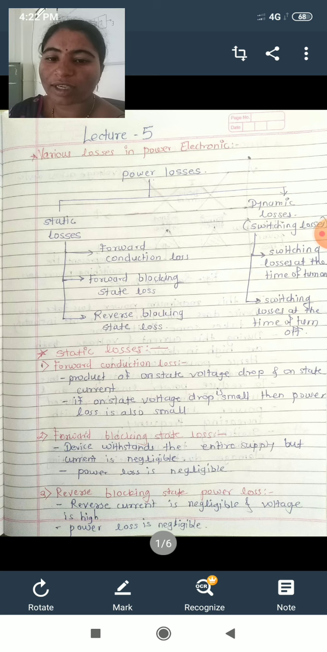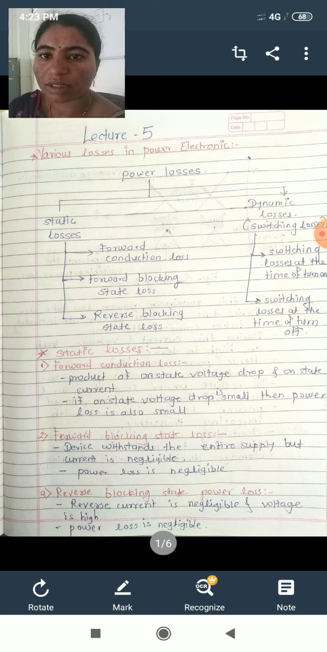Second is forward blocking state. This state is nothing but your off state. Forward blocking state loss means this loss happens when the SCR is totally in off condition. This device withstands the entire voltage, but current is negligible. Here the forward voltage applied between anode and cathode is very high, but current is negligible, and the product of this voltage and current is negligible. Hence the forward blocking loss is also negligible.